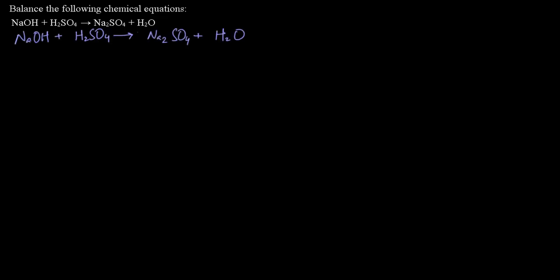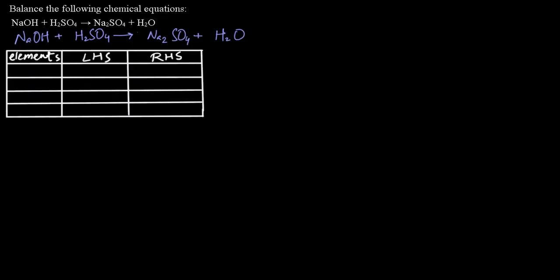Now the next step will be to count the number of atoms of each element on both sides of the given chemical equation. So let's make a table. Now we have the elements as sodium, oxygen, hydrogen and sulfur. Now let us count the number of atoms of each element. For sodium, we have 1 on the LHS and we have 2 sodium atoms on the RHS. So 1 and 2.